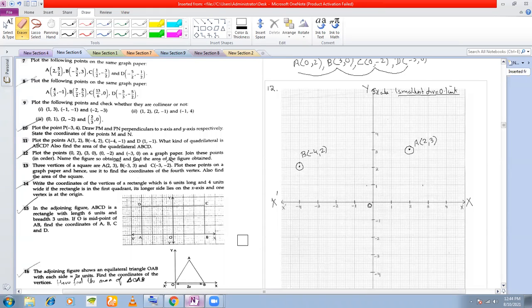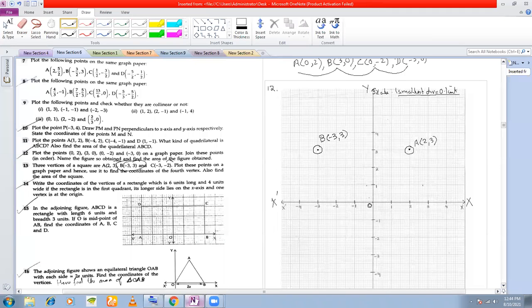A (2, 3) I have marked, and B (-3, 3). Oh, B is, this is not B. The coordinates of B are given to you as (-3, 3). So (-3, 3) will be here. This point. Now you agree? Minus 3, 3, right?